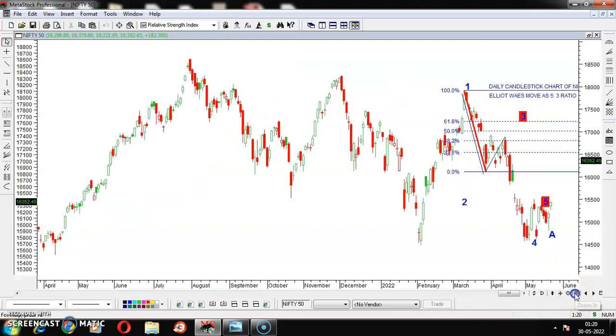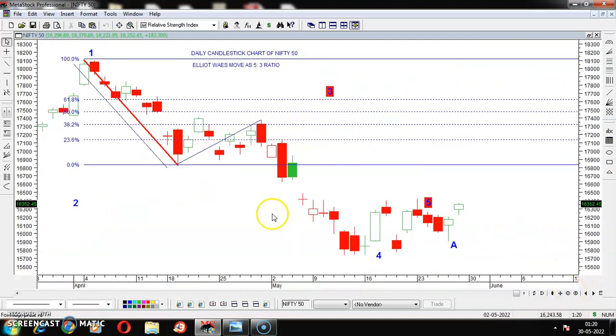So now let me draw the third impulsive wave, then you can easily understand. This is the way I am drawing the third impulsive wave. Always remember, the second corrective wave should be lesser than the first impulsive wave, and the third impulsive wave should be greater than the first impulsive wave. You see, the third impulsive wave is greater than the first impulsive wave, and the second corrective wave is lesser than the first impulsive wave. This is around 161%.